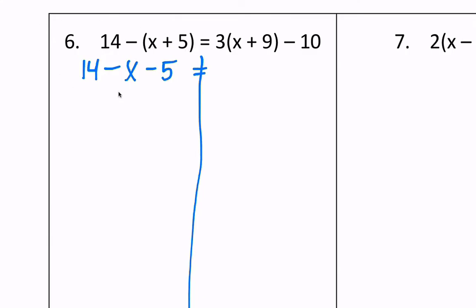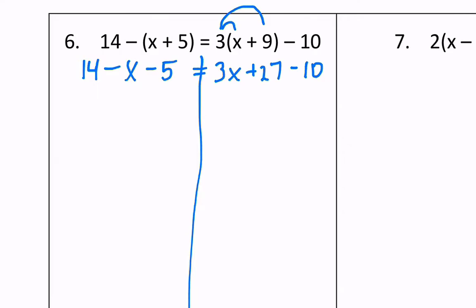Equal sign on the line. Okay, so we took care of parentheses over here. All right, so parentheses on this side. So we're going to take 3 and multiply it by the x. 3 times x is 3x. Then we're going to take this 3 and multiply it by 9. I know 3 times 9 is a positive 27. And I can't forget this minus 10 that's tagged on the very end, so I'm just going to minus 10 at the end. Awesome, so we took care of parentheses.